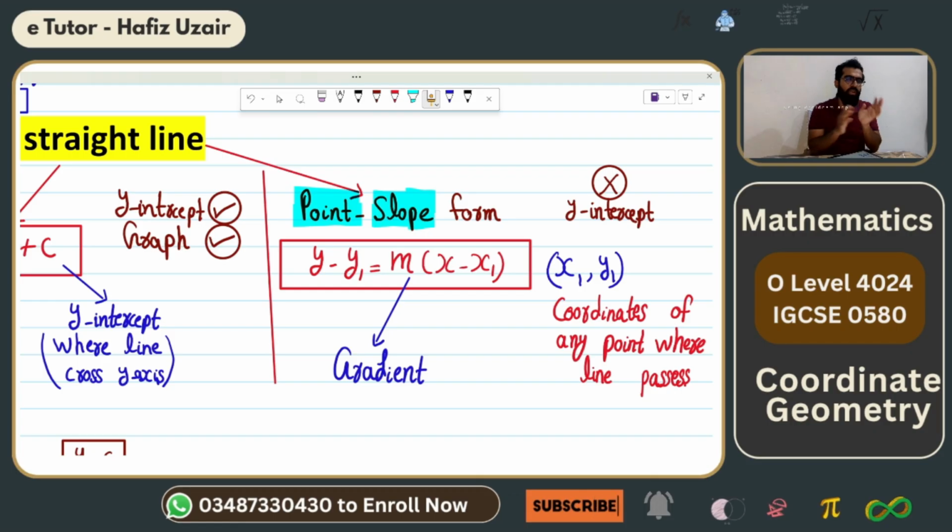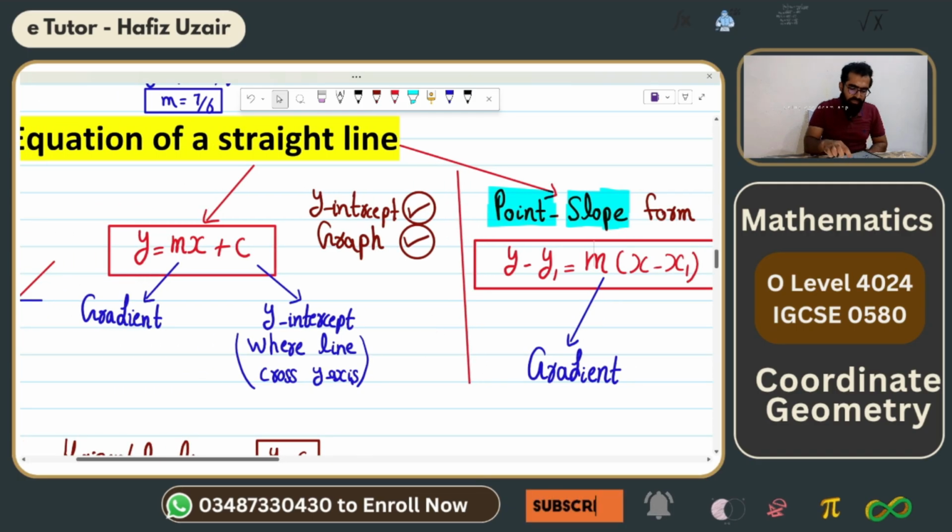When you see the question, you will easily understand. Just remember this: y equals mx plus c, y minus y1 equals m times (x minus x1). We will use the point slope form when the y-intercept is not given. And we will use y equals mx plus c when the graph is given or you can easily find the y-intercept.